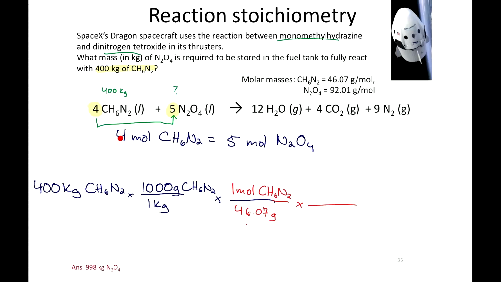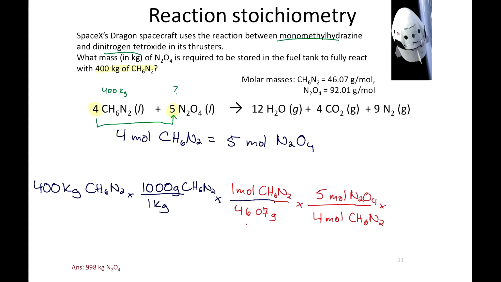On the bottom or top? Bottom, yes, because that is the unit that matches the unit that we're in right now. So this is 4 moles of CH6N2, and now we have 5 moles of N2O4 up top. If you've drank my Kool-Aid about dimensional analysis, you'll just see, oh, this is just like chapter 1. It's just where the equalities come from different places. In this case, an equality comes from the chemical reaction itself.